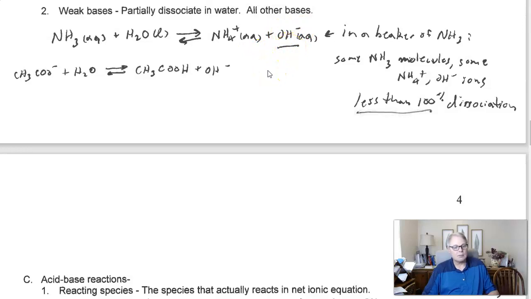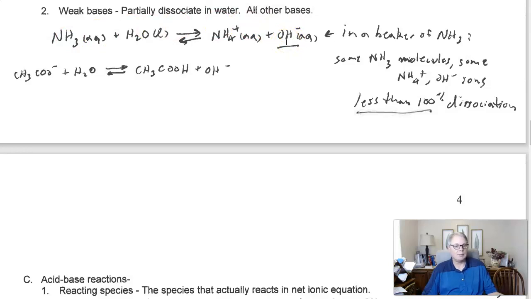So what makes ammonia a base? The fact that I'm forming OH minus here in a water solution. Does the OH minus come from the ammonia? No. It comes from the water that's reacting with the ammonia. But do I still end up with OH minus in a water solution? I do. And that's what makes it a base.